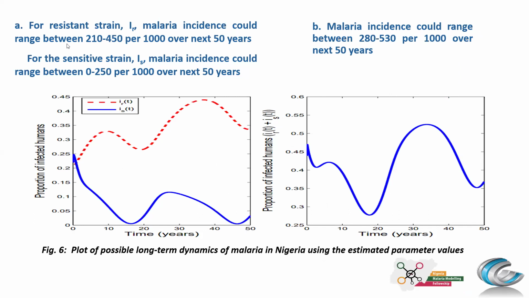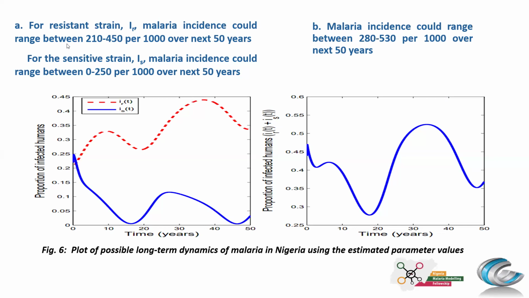So this plot looks at the possible long-term dynamics of malaria in Nigeria, considering the resistant strain and the sensitive strain. So the resistant strain is depicted by the red line, that's from the left. So we can see that for the resistant strain, the incidence of malaria would range between 210 and 450 per thousand over the next 50 years, while we have a lower range for the sensitive strain, which stands at 0 to 250 per thousand over the next 50 years.